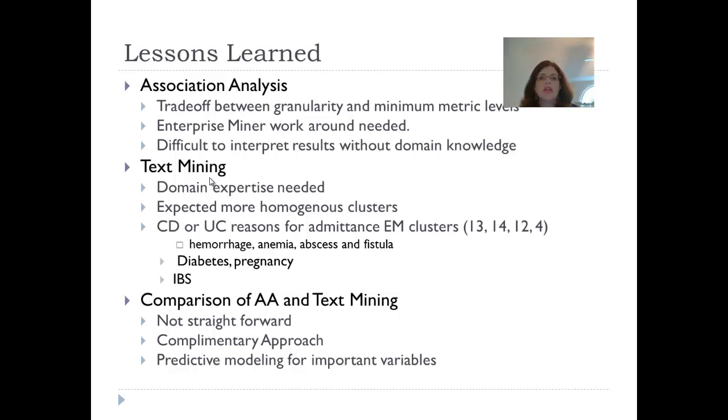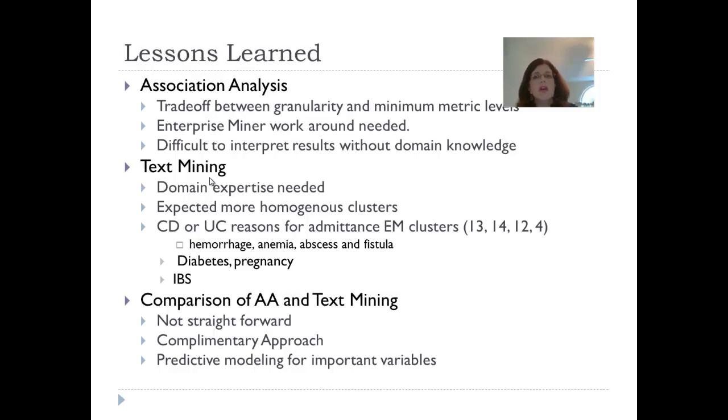We found that there's a trade-off between the granularity you set in your taxonomy and the minimum metric levels, support and confidence, that you choose in your models. Let me give an example. If you set your granularity high, we had gone with IBD, you can set your metric levels a little bit higher. Maybe you want to have a 1 for support minimum. But if you had your granularities a lot finer, then you wouldn't get very many rules with that 1. So you might end up setting your metric level to 0.3.